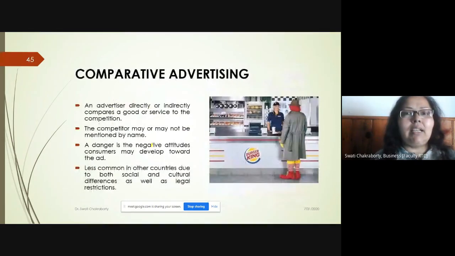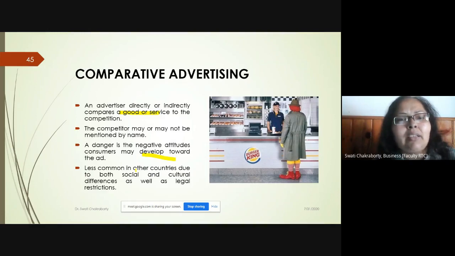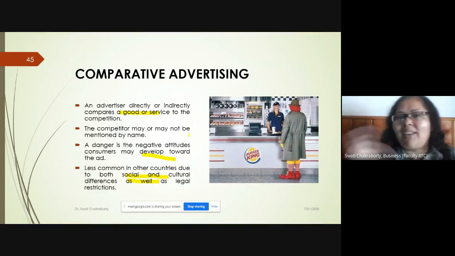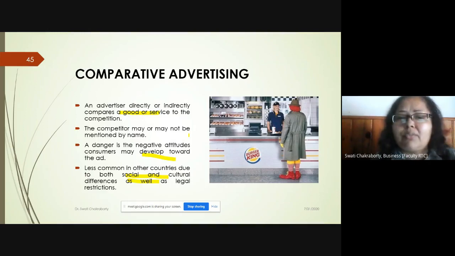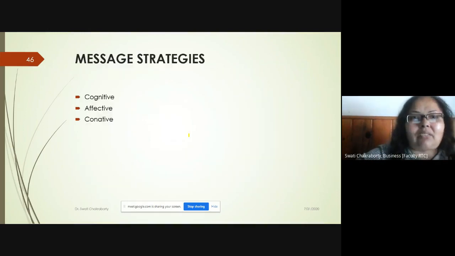Next comes comparative advertising, where you compare a particular good or service with regards to your competitors. You do not have to mention the name of your competitors. A major danger is that customers can start developing a negative attitude towards your ad, right? But it's less common in some countries due to social and cultural differences as well as legal restrictions. You cannot say that this is bad or that it's difficult. There are some social restrictions, some cultural restrictions, and legal ones, so you cannot compare. It becomes difficult.